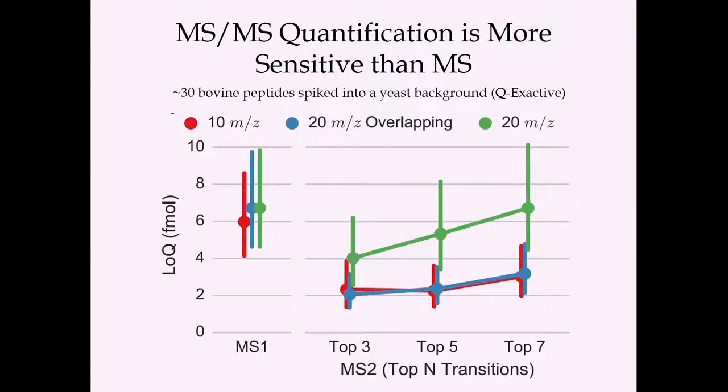And I'll point out, with the exception of when you're using a very large isolation window, you tend to then lose some of our quantitative ability, and that's largely because there tends to be a lot of interference in the MS2 peaks. When you have a large isolation window, the lower limit of quant in a 20 m/z wide window may not be that much better than MS1, but when you use something like a 10 m/z wide isolation window, and we'll talk about this on Thursday, these overlapping windows, which is effectively a 10 m/z wide window, we tend to have a lower limit of quant that's substantially better than that of using MS1 data.